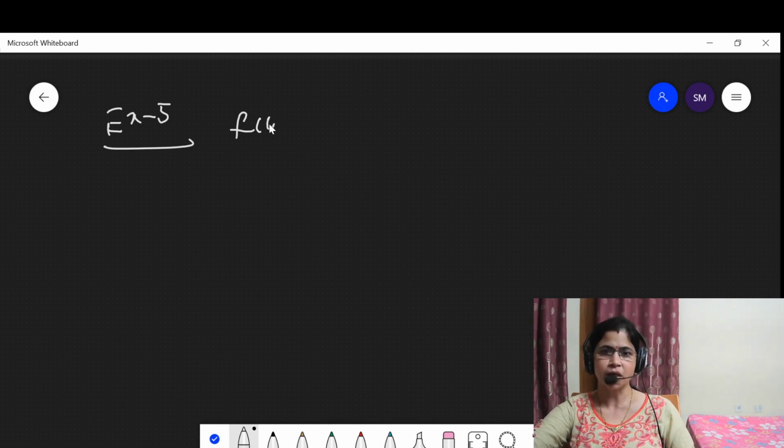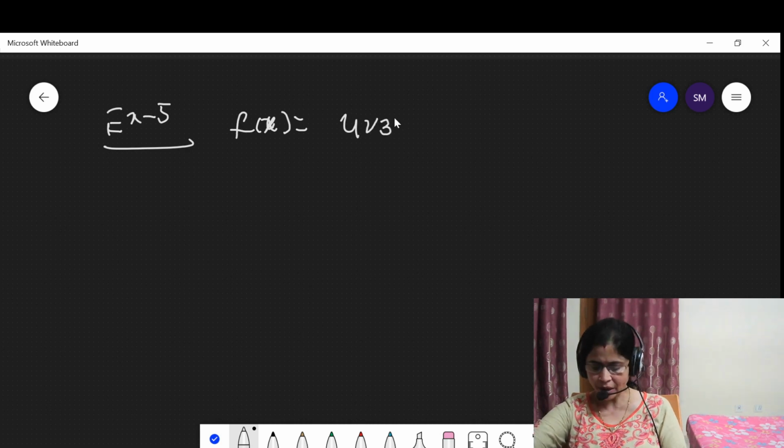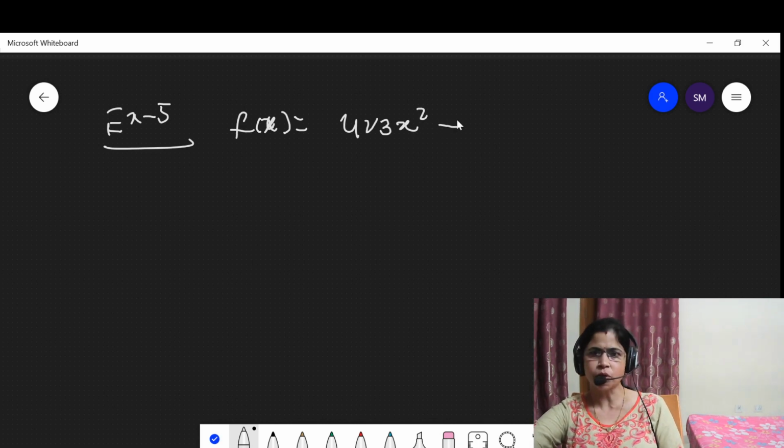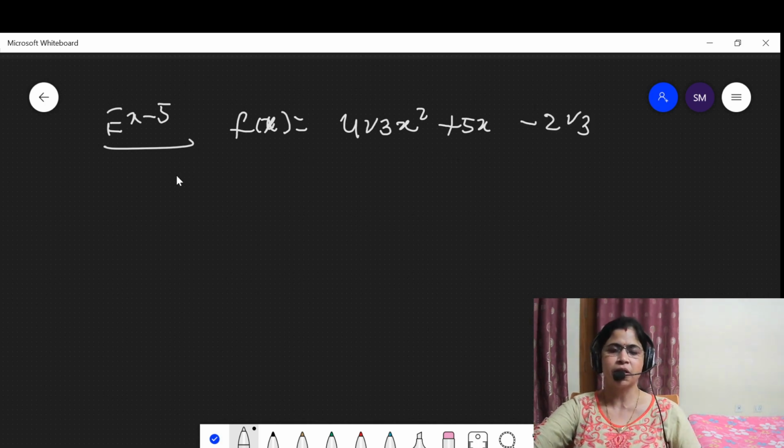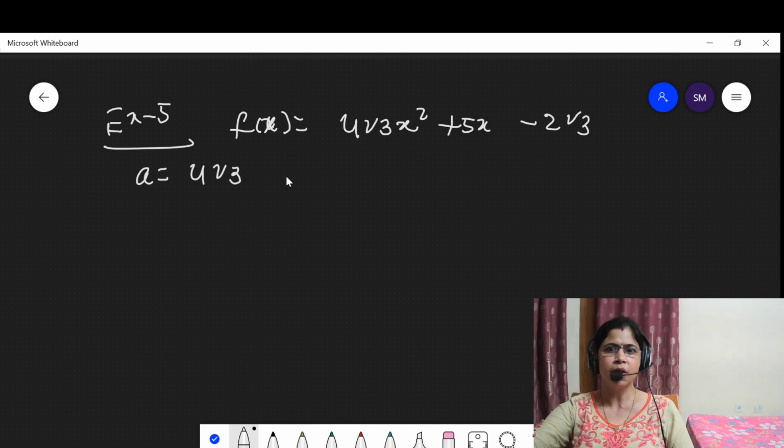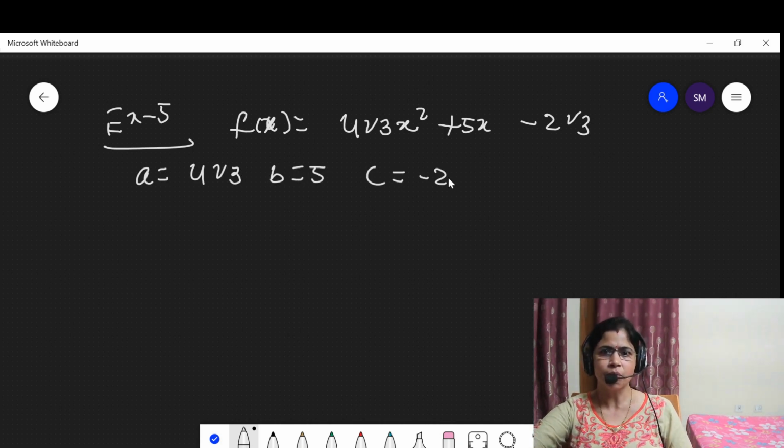Here the polynomial says that f(x) is equal to 4 root 3 x square plus 5x minus 2 root 3. When you practice these questions, then you can factorize any question which will be asked in your exam paper. This is the polynomial given. Here when we generalize this polynomial, a is equal to 4 root 3, b is equal to 5, then c is equal to minus 2 root 3.